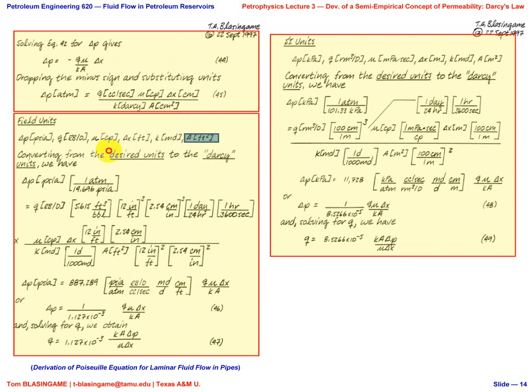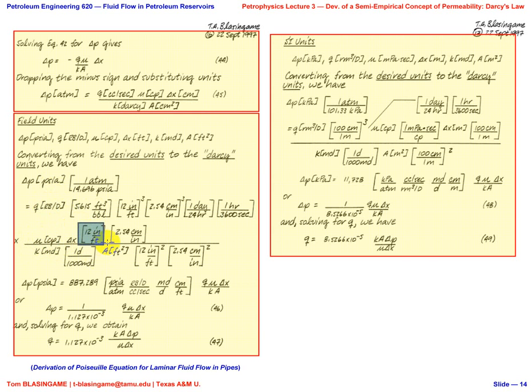So we convert from the desired units to the Darcy units. So we start by multiplying PSI. How many PSI are there in 1 atmosphere? 14.696. We look at the rate in reservoir barrels per day. There's 5.615 cubic feet per barrel. There's 12 inches per foot. Cube that to get rid of that. Then there's 2.54 centimeters per inch. Cube that. We have 1 day is 24 hours. 1 hour is 3,600 seconds. Well, that makes sense. So somehow that's going to all work out to be reservoir barrels per day. Viscosity is viscosity. Thank God for that.